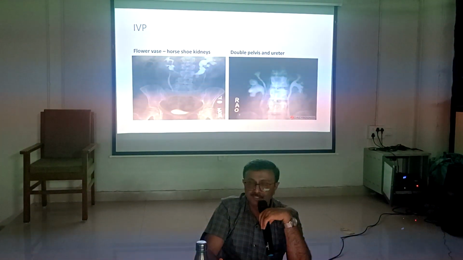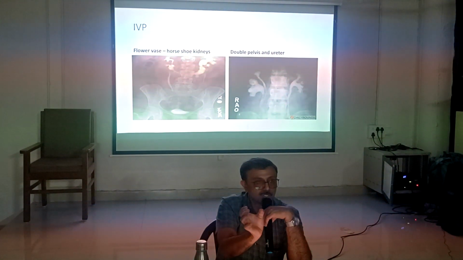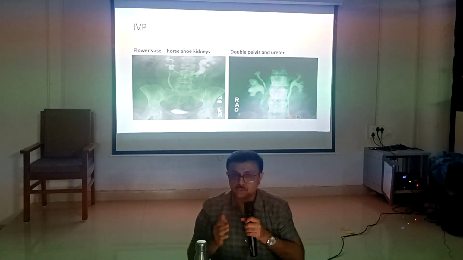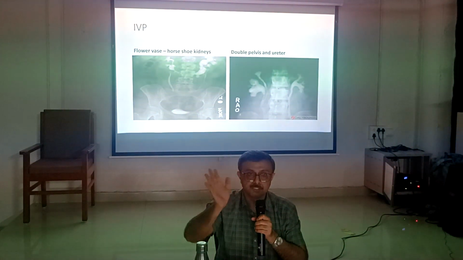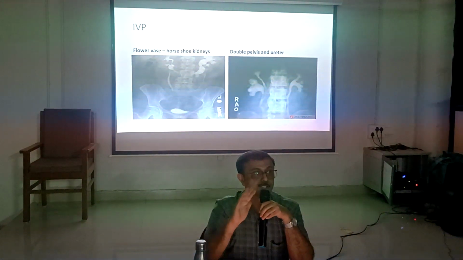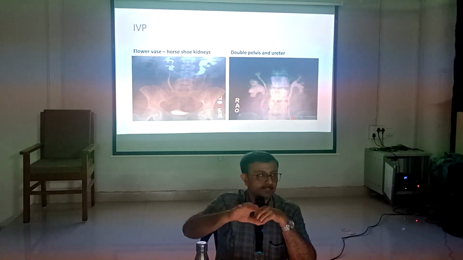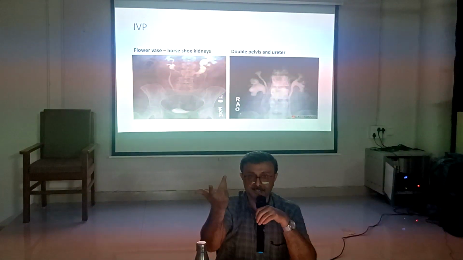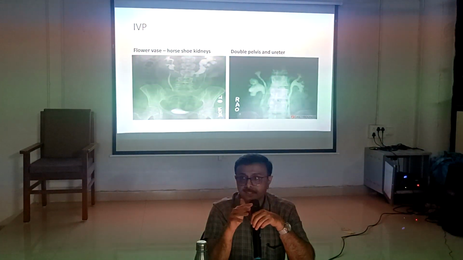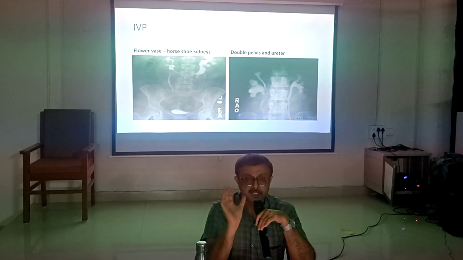So what is the difference between a normal kidney and a horseshoe kidney? One is the fusion of the lower pole. Usually in a normal kidney the pelvicalyceal system is medial. The horseshoe kidney is a rotated kidney, so the pelvicalyceal system is outside, lateral, giving the flower vase appearance. Usually the hilum is medial; here the kidney hilum is lateral. That is the difference, and the kidneys are low lying.